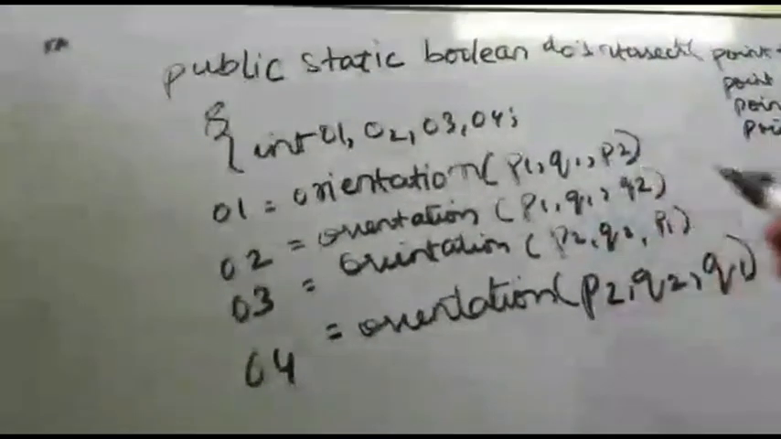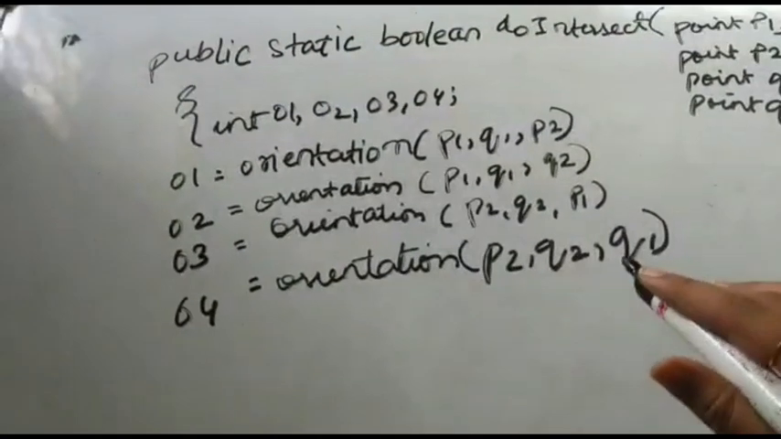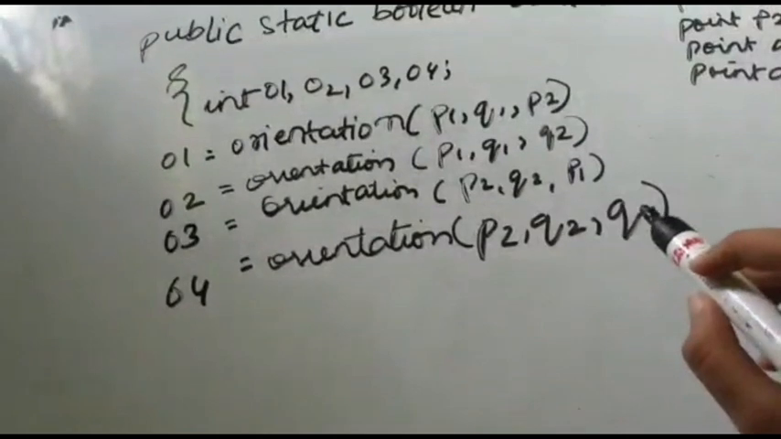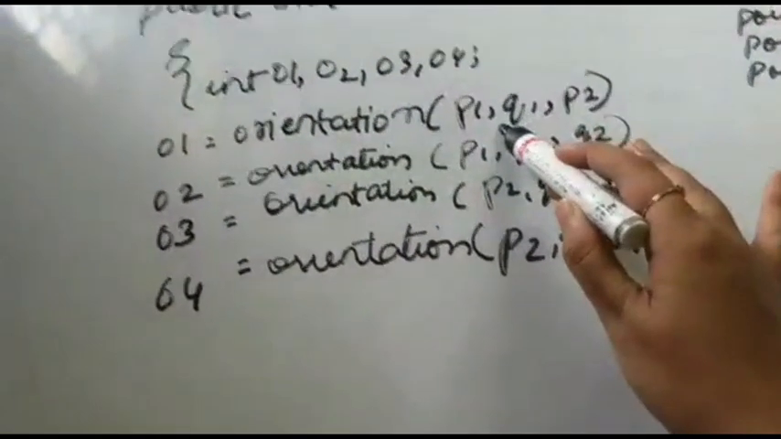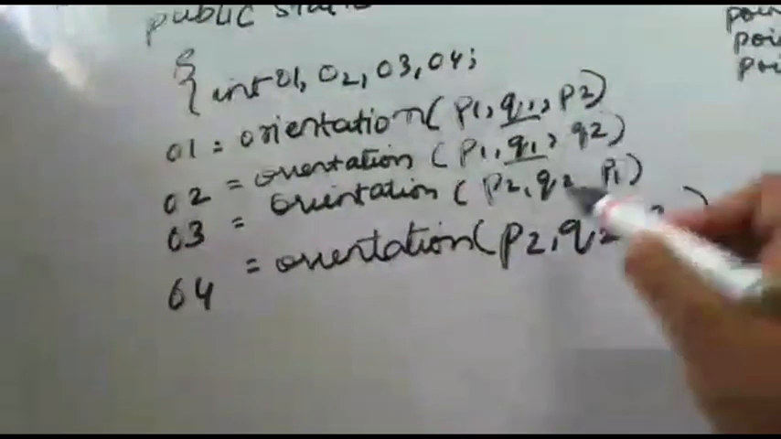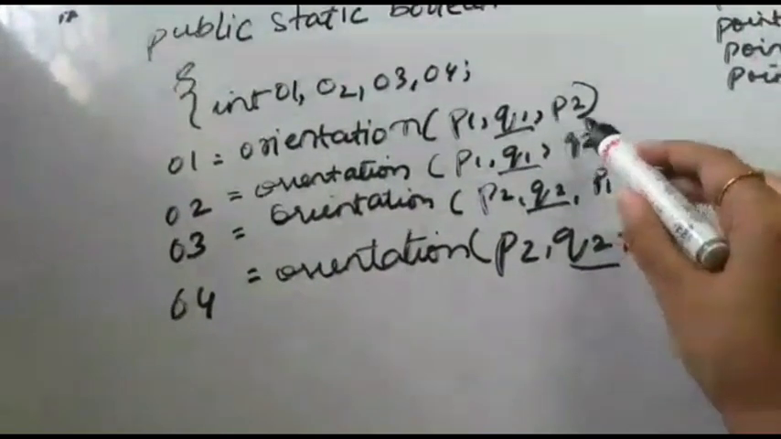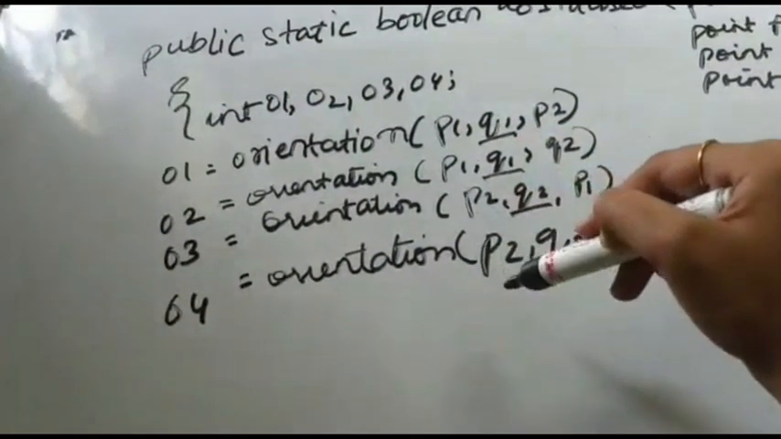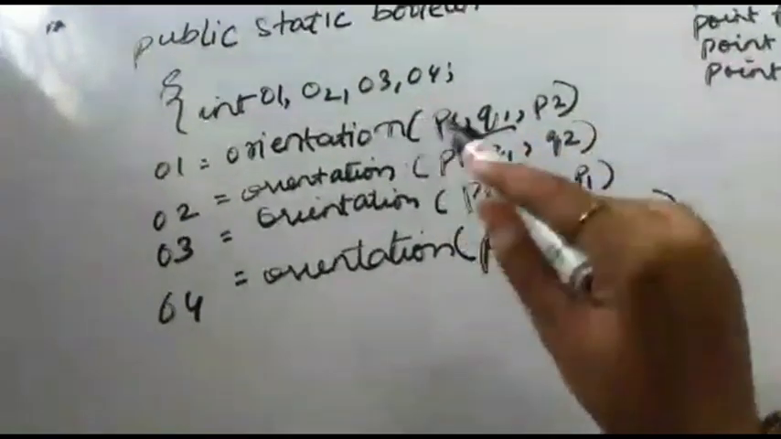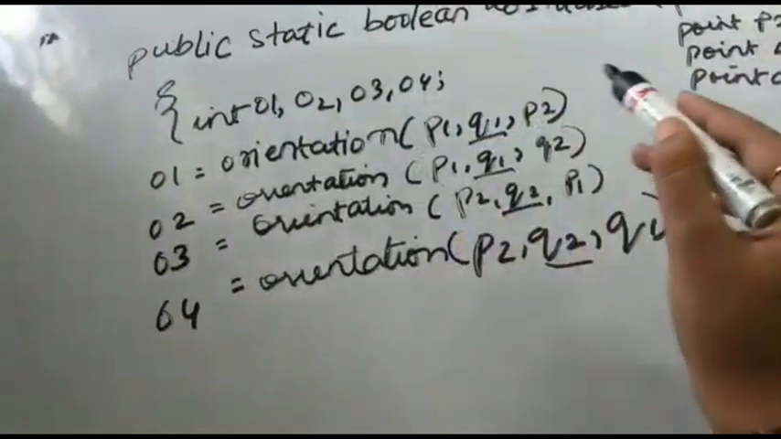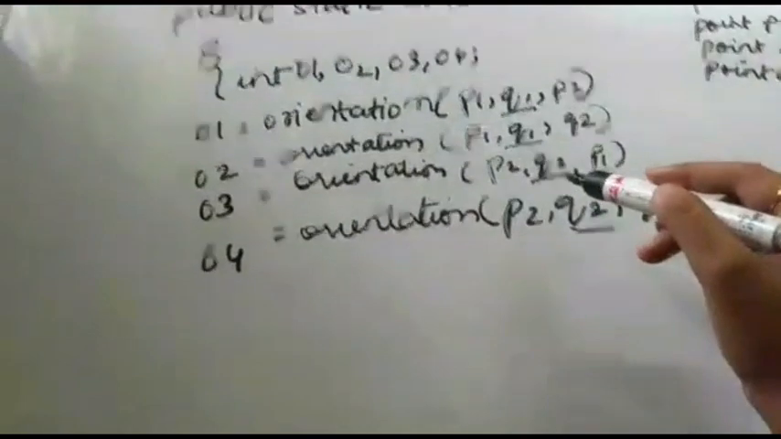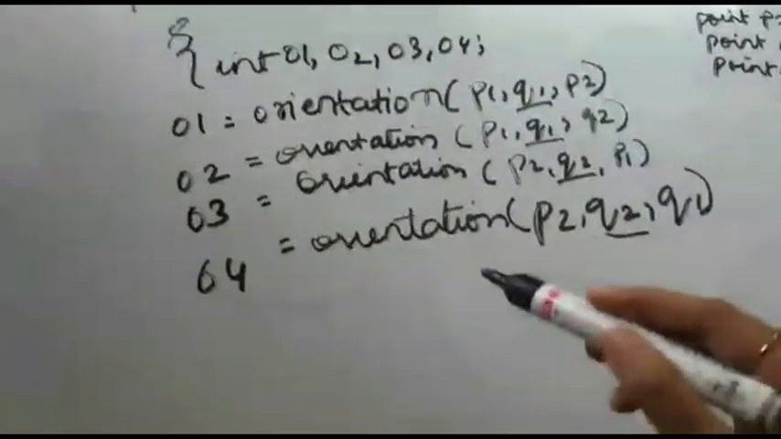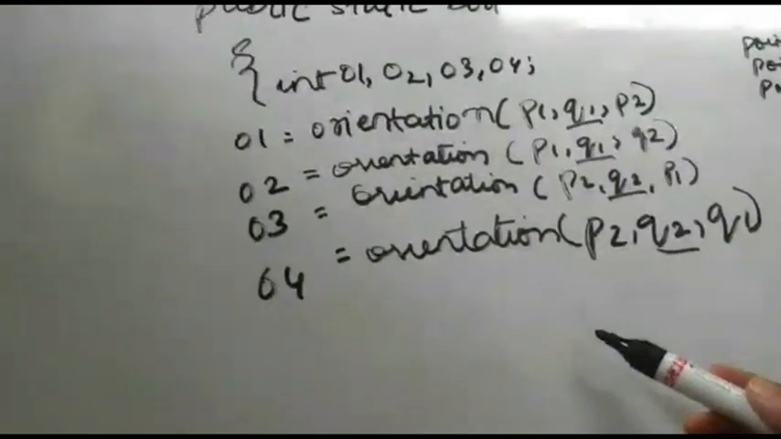And this is going to be Q2. So we have used 4 possible combinations in which we are going to calculate the orientation, and I've taken care that we take Q1 in the middle and Q2 in the middle, and here we have P2 and Q2 alternatively, and we are starting from P1 and P2. So in these 4 possible combinations, we are going to find out the orientation, and it is going to return a value 0, 1 or 2.